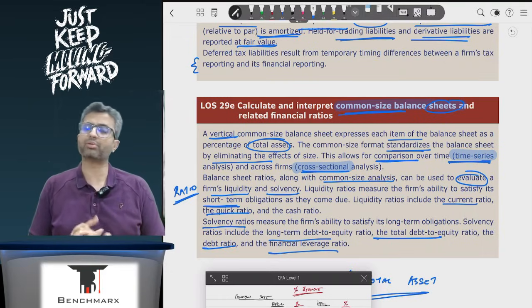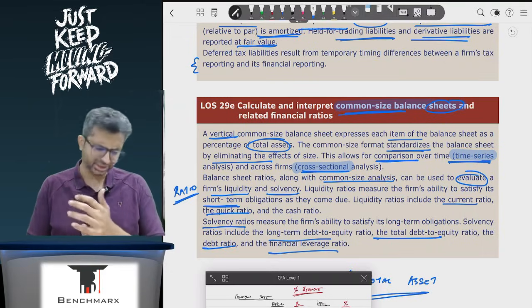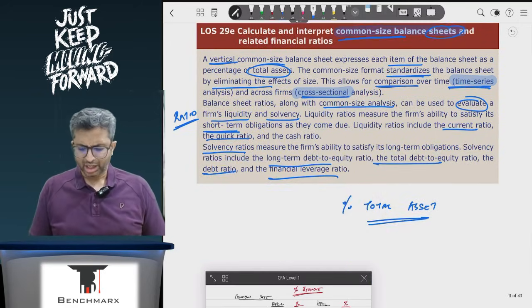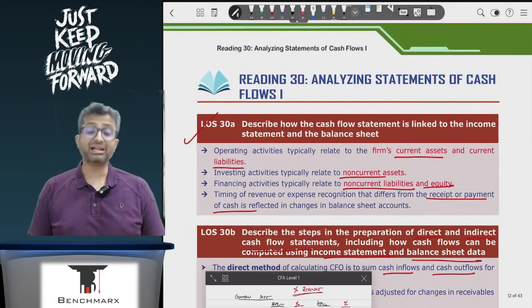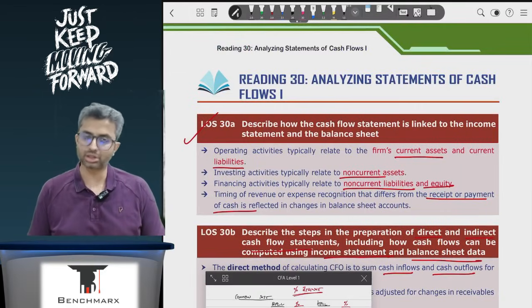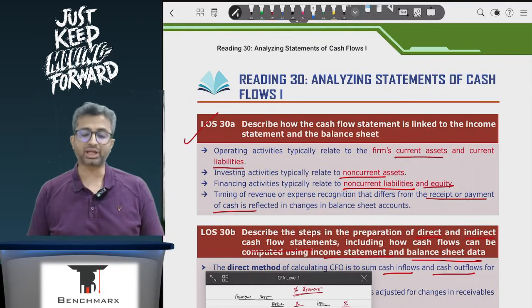A lot of ratios come out from the balance sheet, like the liquidity ratios, solvency ratios, all of these ratios come up from the numbers from the balance sheet. Okay, next you have analyzing cash flows. Now it is interesting over here that the institute has given two chapters or two readings over here, which is pertaining to the cash flow analysis.